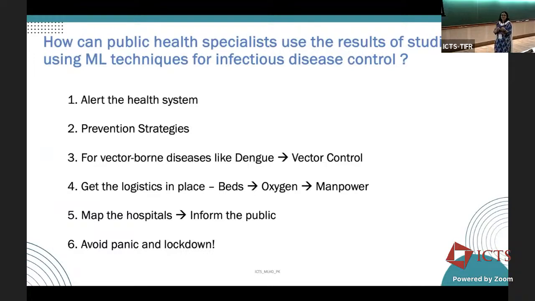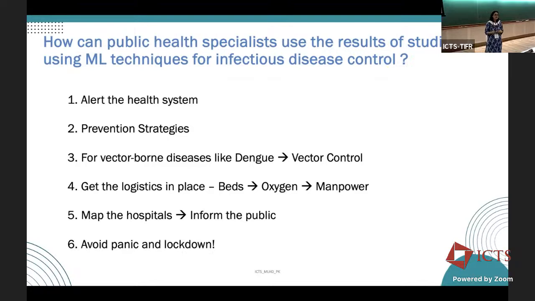These kinds of data can help alert the health system, as I showed you in the example from COVID, but you can do it for dengue and many other outbreaks. Design prevention strategies: vector control can be stepped up in outbreaks like dengue. In the context of COVID, it was very important to get the logistics in place. If you know that COVID is going to be more two weeks down the line in a particular district, then you move your beds there, because the beds were limited at that time. The nurses were limited too, so you could deploy your nurses in that district. So for your logistics and overall avoiding the panic, it was very helpful.